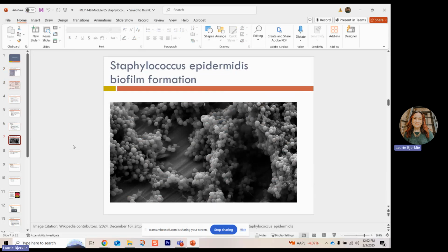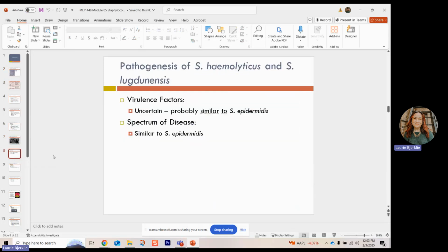Same with those loofahs that people love to use in the shower, the ones that hang by the little rope. They always say replace those probably once a month, because biofilms will form in there. It's kind of counterproductive to what you're trying to do, which is clean your body. If you keep that loofah too long, it's forming biofilms inside of it, because again, it's a nice wet environment. So it is really crazy. It's fun to see the images, but maybe you don't want to see them always. All right, Staph hemolyticus, Staph lugdunensis, not certain on the virulence factor, but again, very similar to Staph epi.